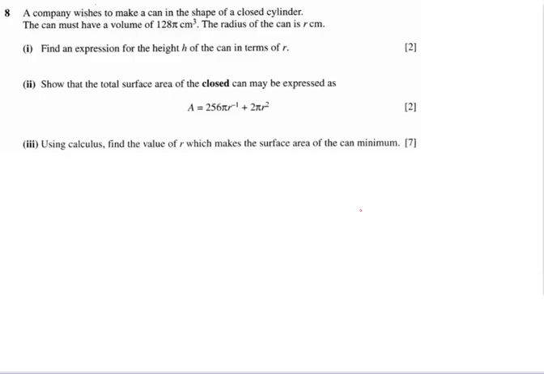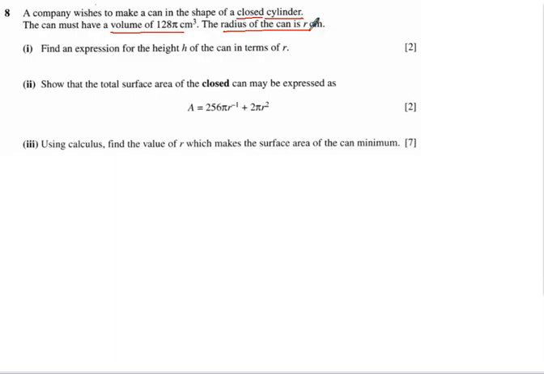Okay, the final question in this 2006 paper, one that you have to think about a wee bit. It starts off by talking about a company making a can in the shape of a closed cylinder. The can has to have a volume of 128 pi centimeters cubed. Now notice this is not a decimal answer, it's in terms of pi, and the radius of the can is r. So first of all, find an expression for the height h in terms of r.